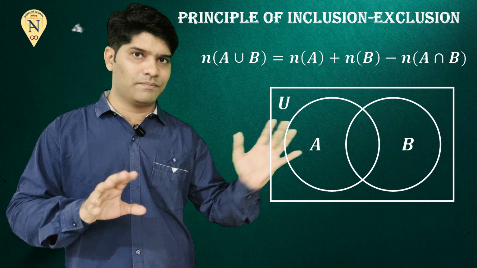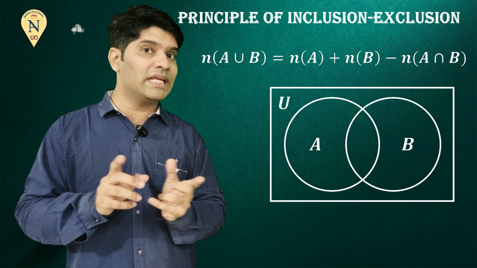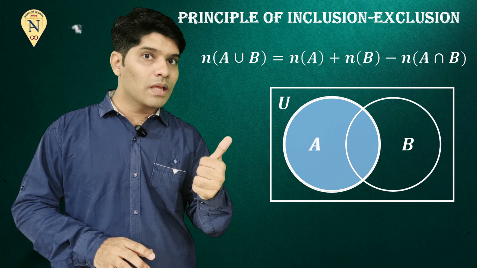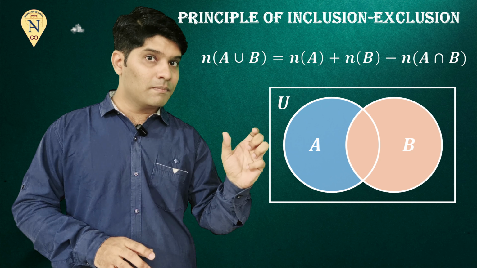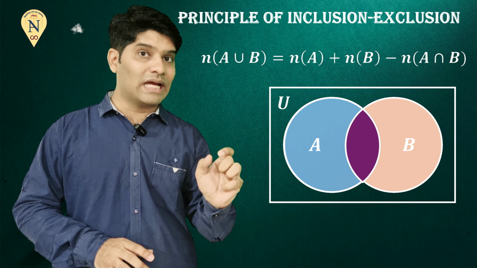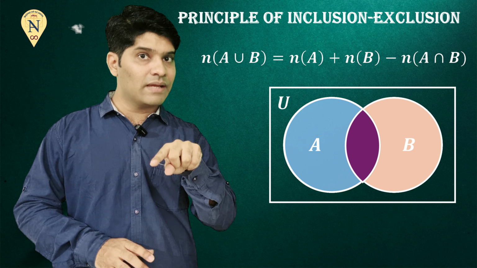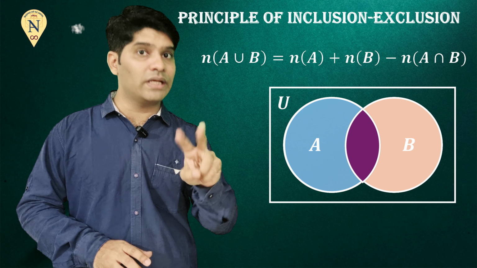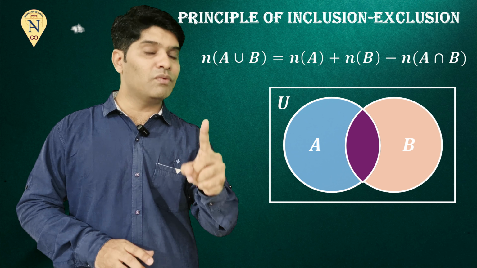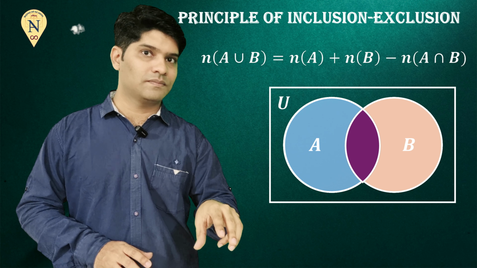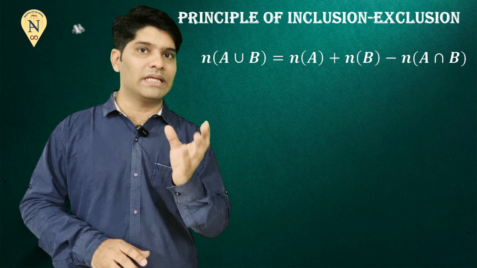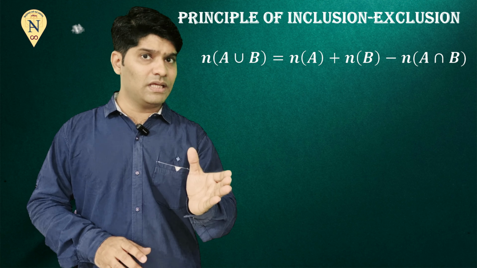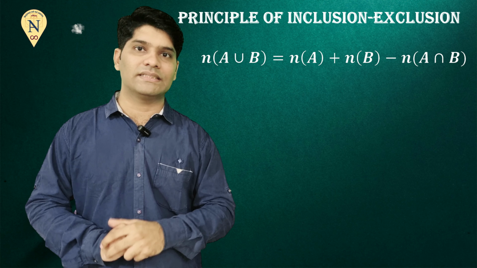So as I want the number of elements in A union B, it is first the number of elements in A plus the number of elements in B. But if you look at the common part, that part is counted in A as well as in B. That means the intersection part is counted twice. So I have to remove that intersection part once. That is why the number of elements in A union B is equal to number of elements in A plus the number of elements in B minus the number of elements in A intersection B.